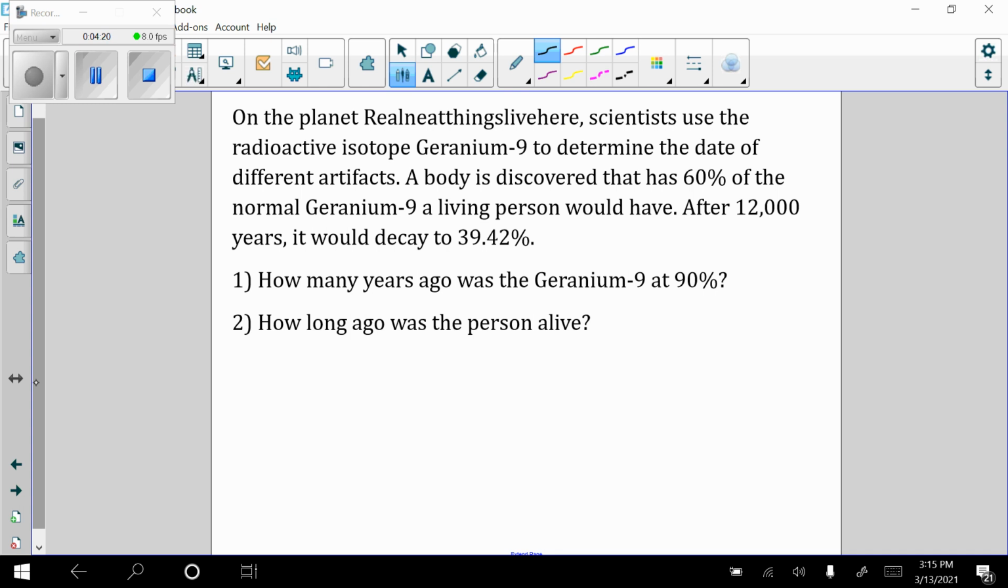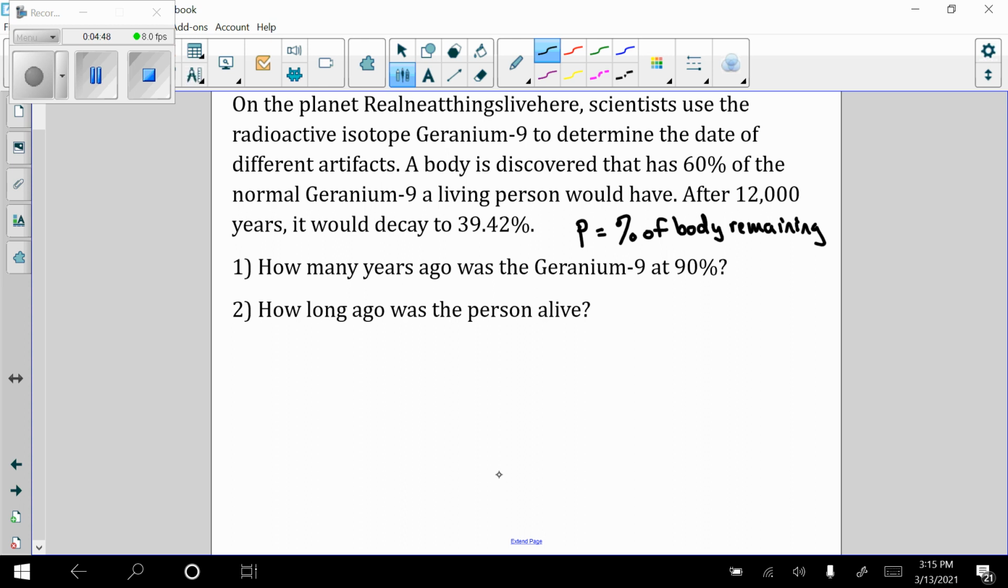Okay, so if you recall from the beginning of this unit, I drew some timelines, and a timeline is really going to help you on this one. So on my timeline, I'm going to add my percent of the body remaining. So I'm going to use that as P. So remember, bodies are going to decay over a certain time period. Okay, so here's my timeline, and I'm going to put on there what I know.